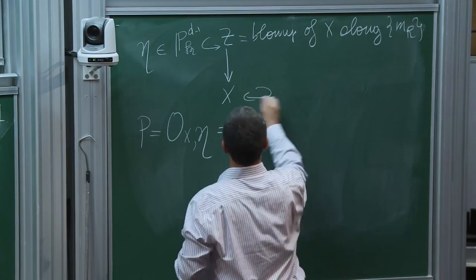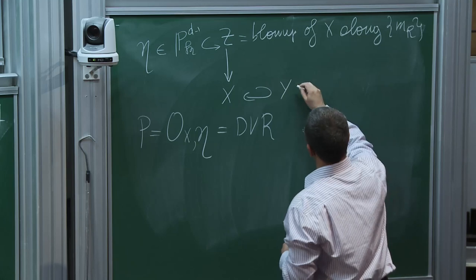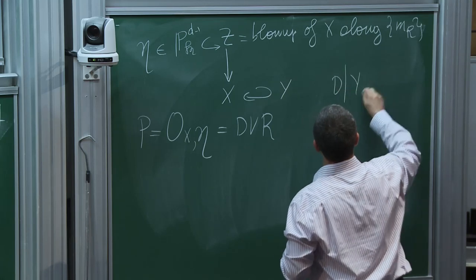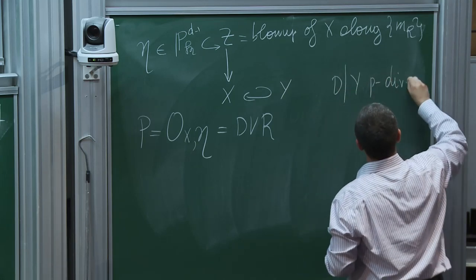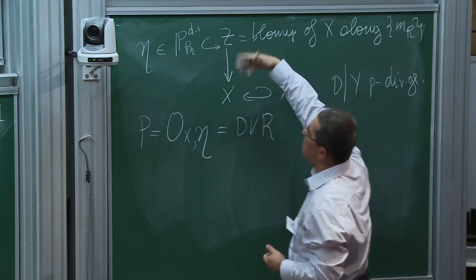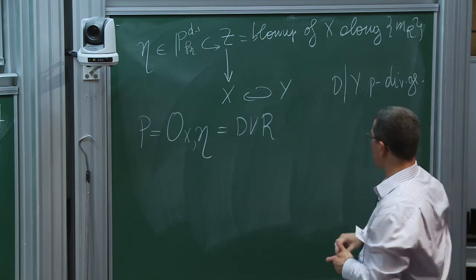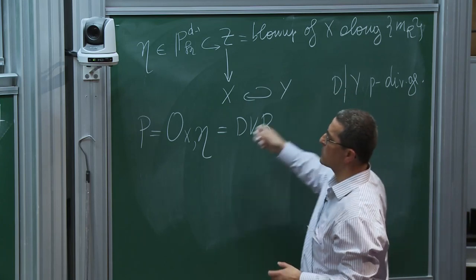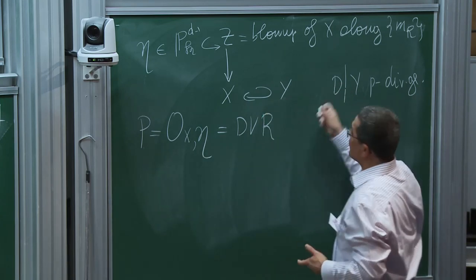And of course, how does one start? We start with the D over Y, a p-divisible group. And we would like to use the blow up somehow to show that D extends to X. The first thing is to show that D extends to P.